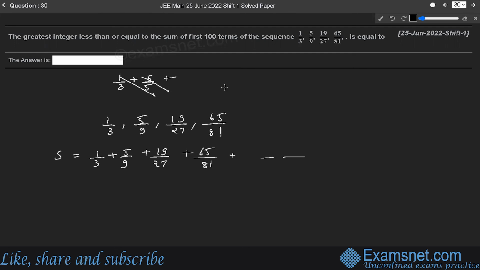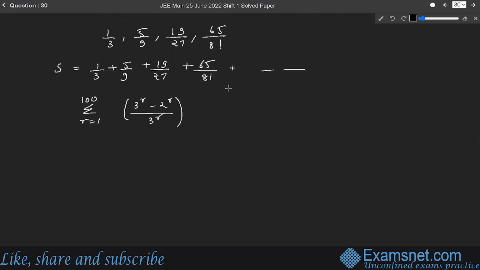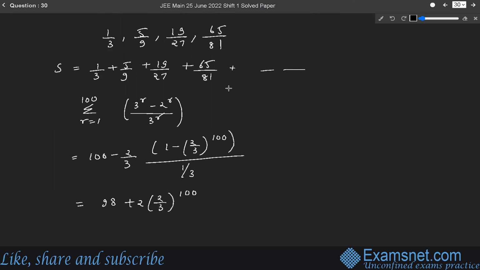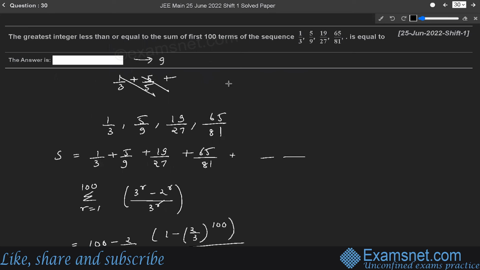We are asked to find the sum of the first 100 terms. So it can be written as summation r is equal to 1 to 100, (3 power r minus 2 power r) divided by 3 power r. So this will be equal to 100 minus 2 by 3 into (1 minus (2 by 3) whole power 100) divided by 1 by 3. So this will be equal to 98 plus 2 into (2 by 3) whole power 100. Therefore, we can say that the sum will be 98. Taking only the integer part, the correct answer for this question is 98.